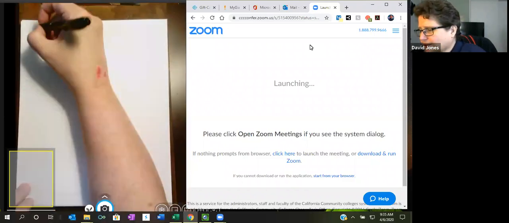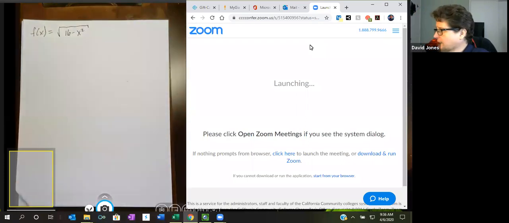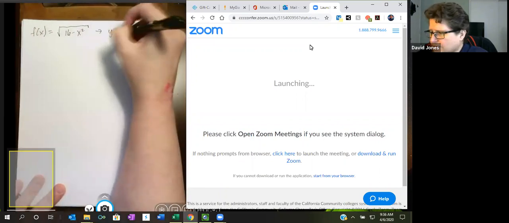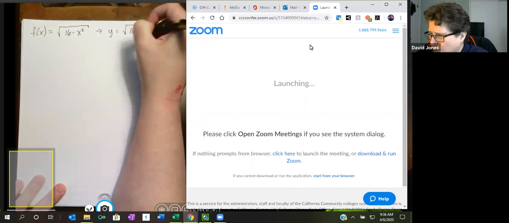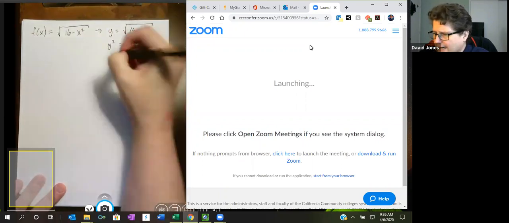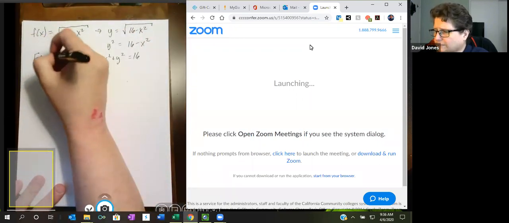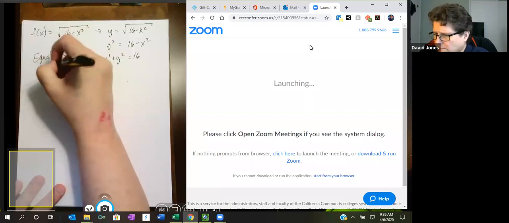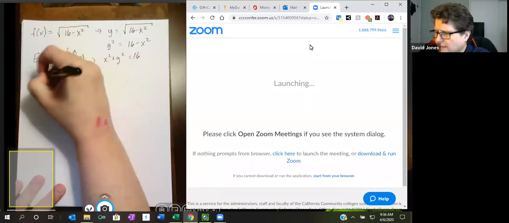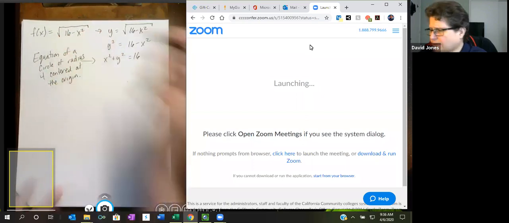Let's take a look at a square root function. f of x equals the square root of 16 minus x squared. This is like saying y equals the square root of 16 minus x squared. If I square both sides and add x squared to the other side, this is the equation of a circle, radius 4, centered at the origin. I don't know that we've covered circles yet, but we definitely will.